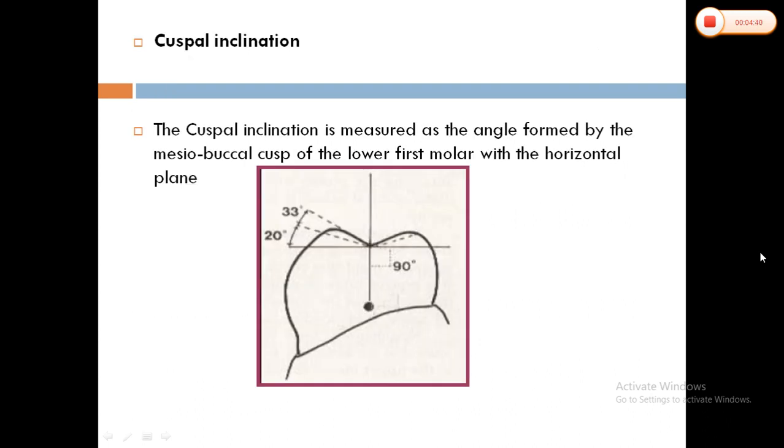Cuspal inclination or cuspal angle. The cuspal inclination is measured as the angle formed by the mesiobuccal cusp of lower first molar with the horizontal plane. As you can see in this picture, whichever angulation the mesiobuccal cusp makes, that determines the cuspal angle. It can be 20 degrees or 30 degrees or 33 degrees, it depends.